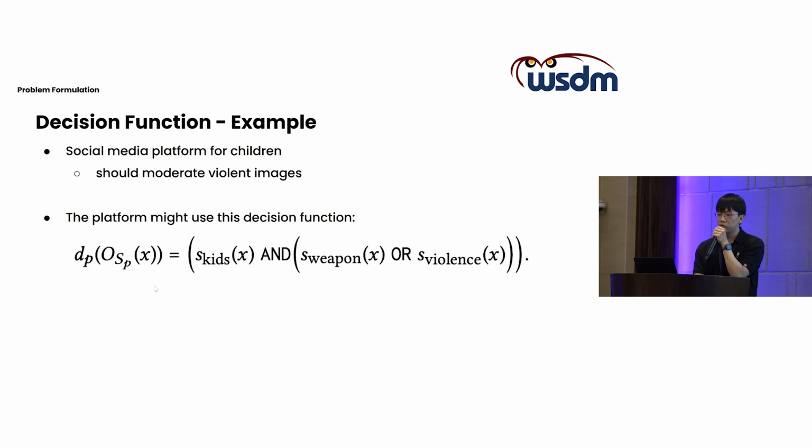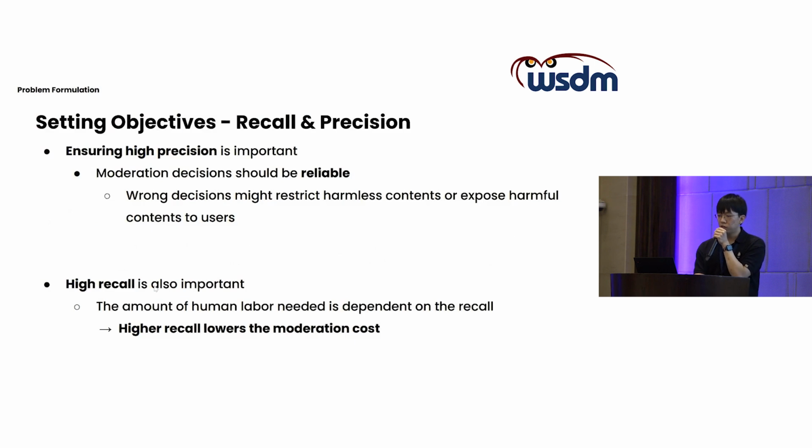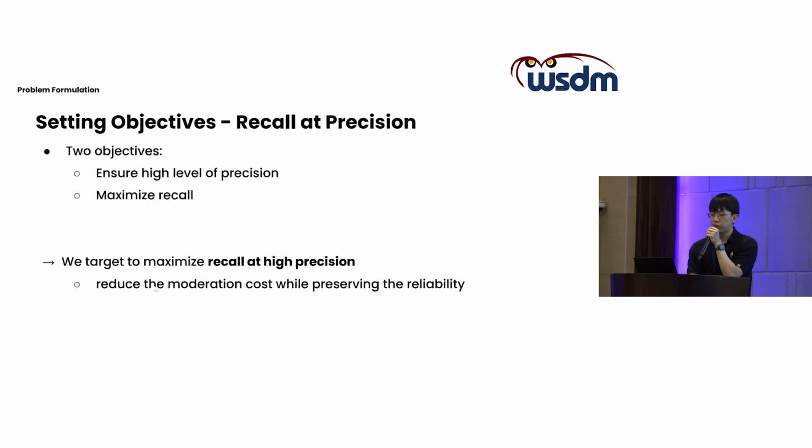From now on, I'll introduce how we set our objectives and define our problem. First, ensuring high precision is very important when determining the threshold, because moderation decisions should be reliable. Wrong decisions might lead to innocent victims or exposure of harmful contents. Also, high recall is important since it lowers the moderation cost by reducing the amount of human labor. From the two objectives, ensure a high level of precision and maximize recall, we can derive the target to maximize. In this work, we target to maximize recall at high precision to reduce the moderation cost while preserving the reliability.